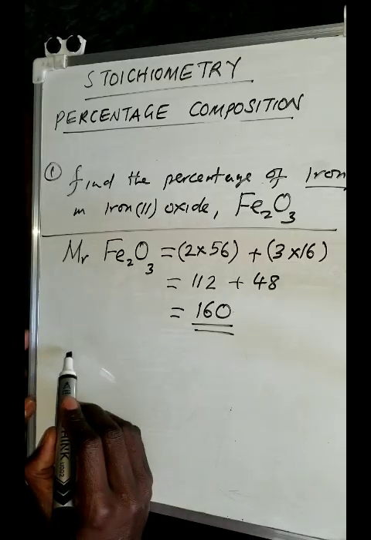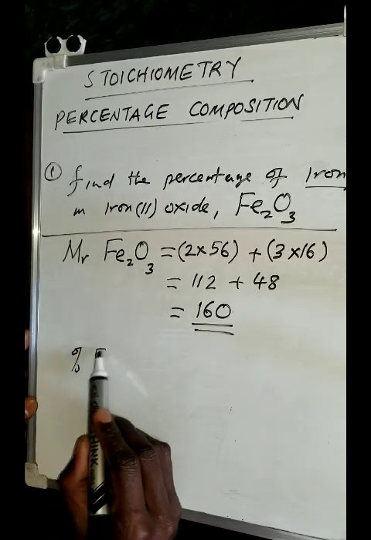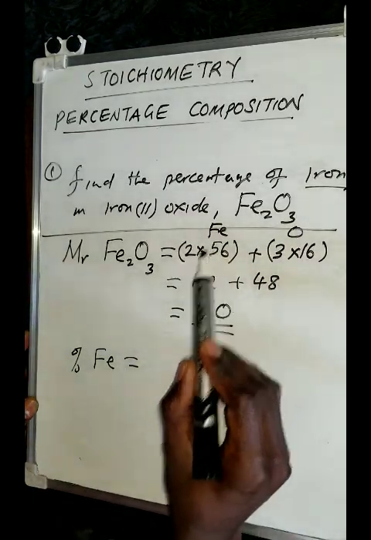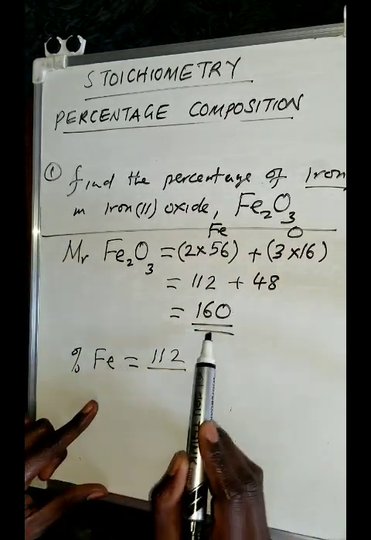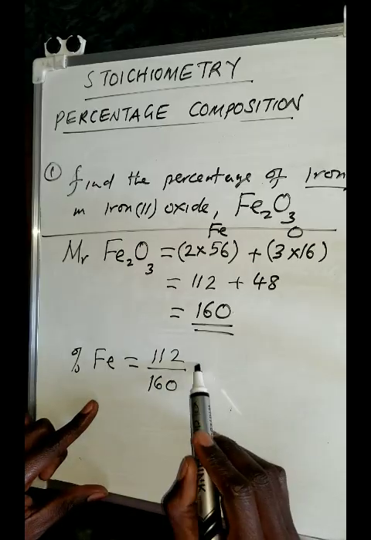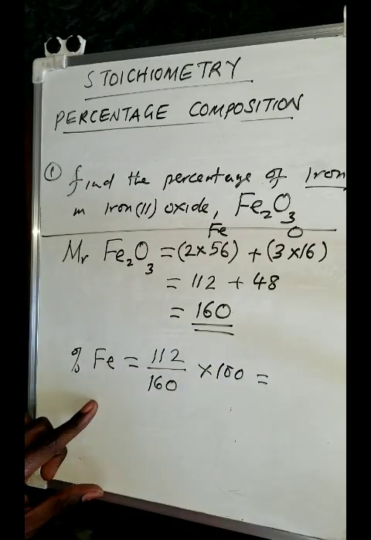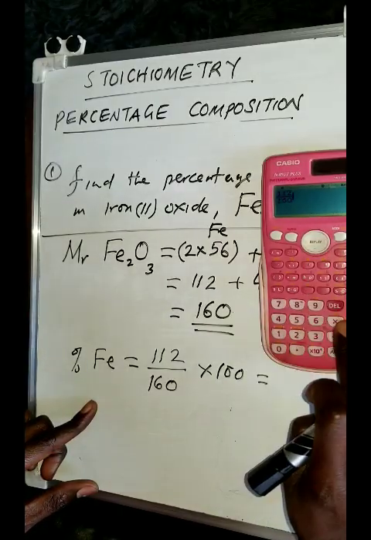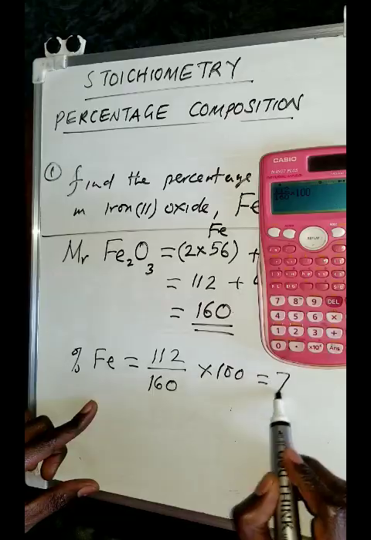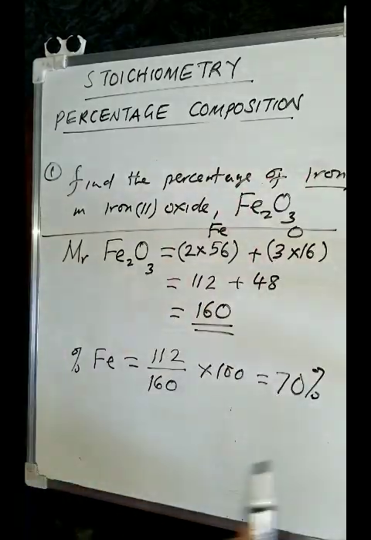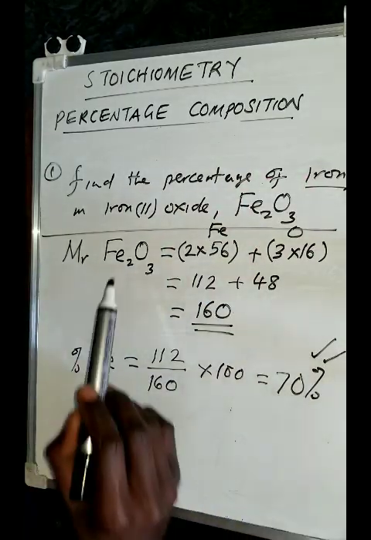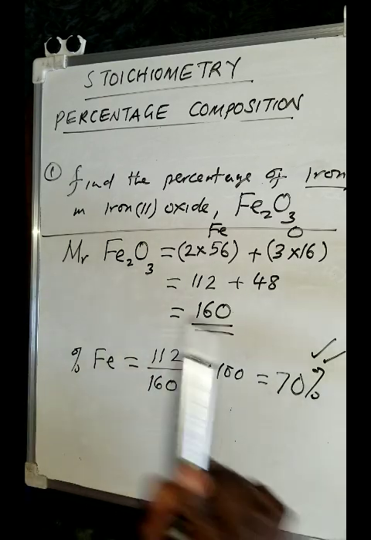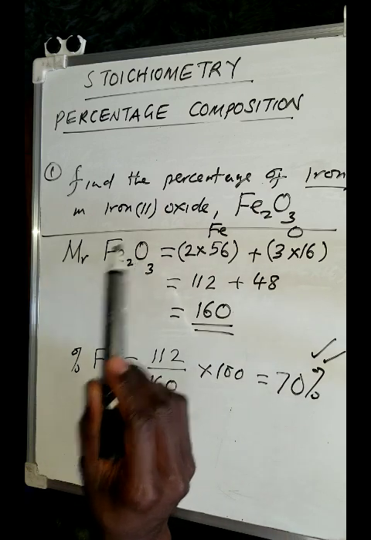All right, so for me to find the percentage of iron, remember this was for iron and that was for oxygen. So what is the total mass of iron? It is 112 over the total mixture, which is 160, multiplied by 100%. So it's not difficult. 112 over 160 multiplied by 100 is going to give us 70%. Now imagine if you know that iron is 70%, can you fail to know what oxygen is? Remember, the total percentage gives you 100. So 100 minus 70 gives me 30%, so oxygen is 30.